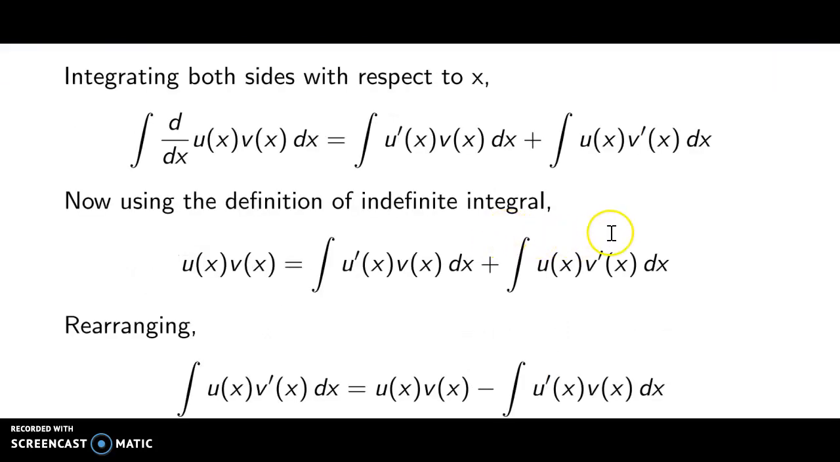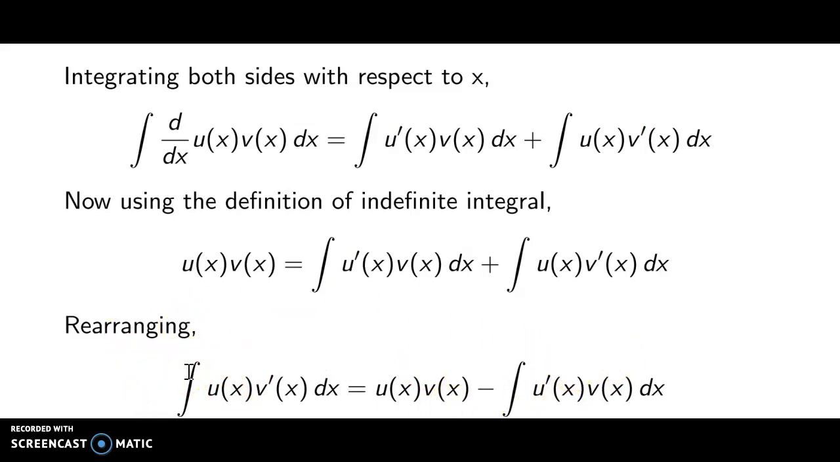Now what I want to do is solve for this part right over here. And to solve for that, I just have to subtract this business from both sides. If I subtract this from both sides, I will get u of x times v of x minus the antiderivative of u prime of x times v of x dx equal to the antiderivative of u of x times v prime of x dx. So this is the formula for integration by parts.